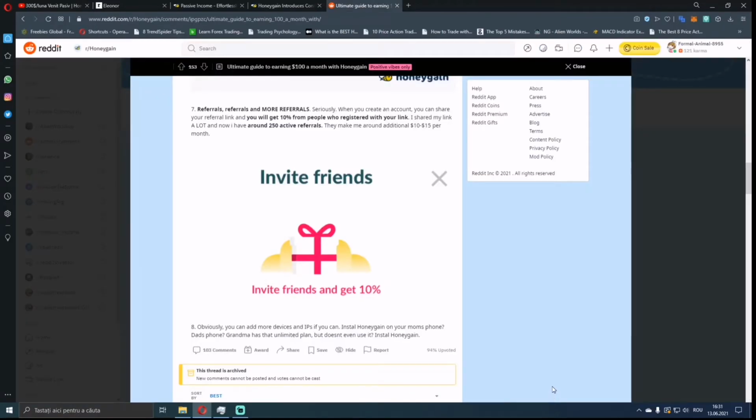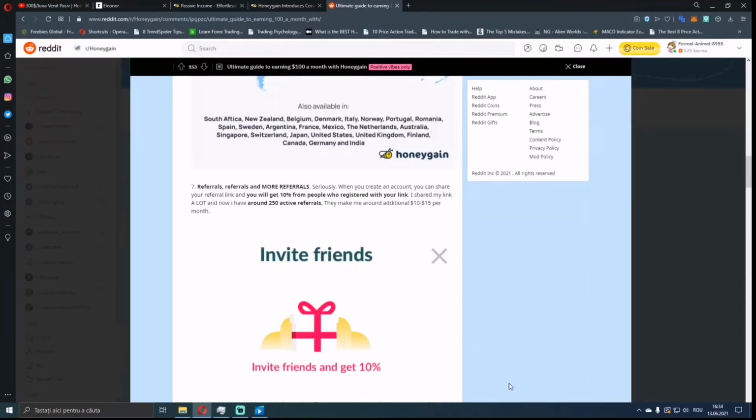Besides earning money from sharing your unused data, you can also earn by sharing your referral link and get 10% from each person who registers with your link. There's this guy on Reddit who said that 15,000 people have used his referral code after he made a TikTok about Honeygain that went viral, and he makes around $130 per month only by referrals.